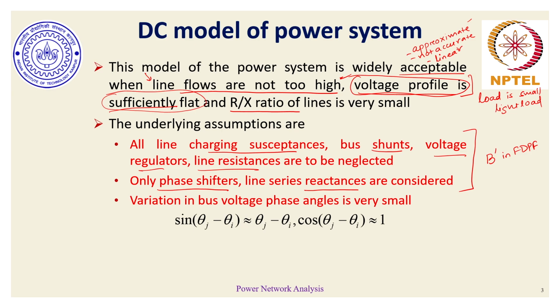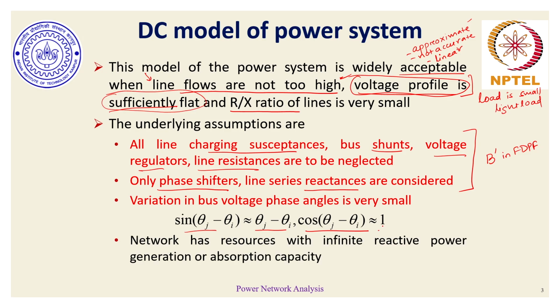The voltage phase angle variations are small, the differences are small, so the sine terms are similar to the phase angle differences themselves, whereas the cosine terms are almost all close to 1. The network has infinite reactive power generation and absorption capacity, and that's the reason why the voltage profile at every bus in the network is sufficiently flat.